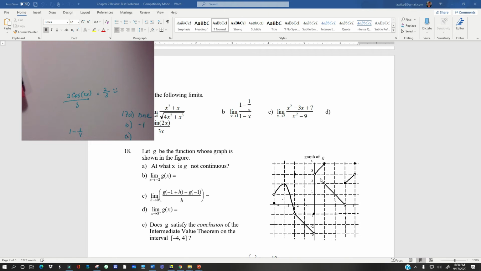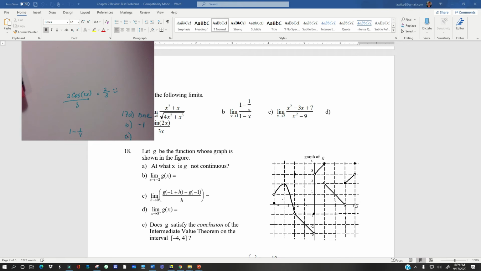At 1, again, the limit doesn't exist. The limit from the left is 4. The limit from the right is 2. They're different numbers. It doesn't exist. Done. The next one would be at 3. Again, the limit from the left is 0. The limit from the right is 2. I think that's 2. So therefore, the limit doesn't exist.